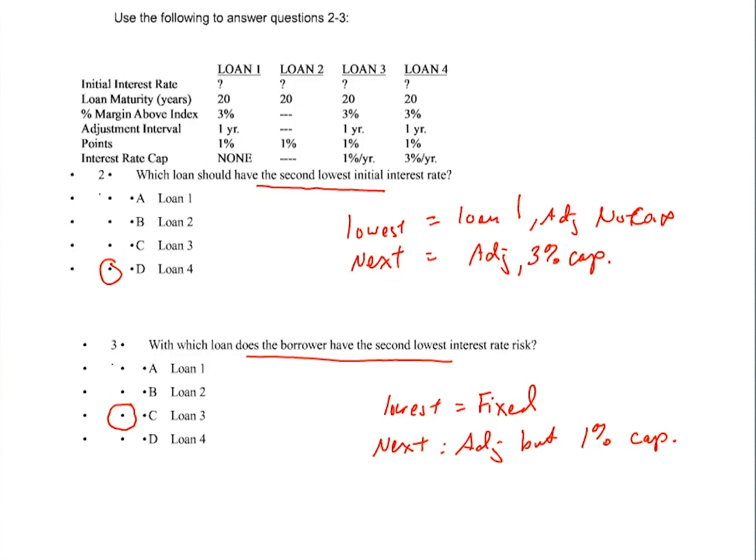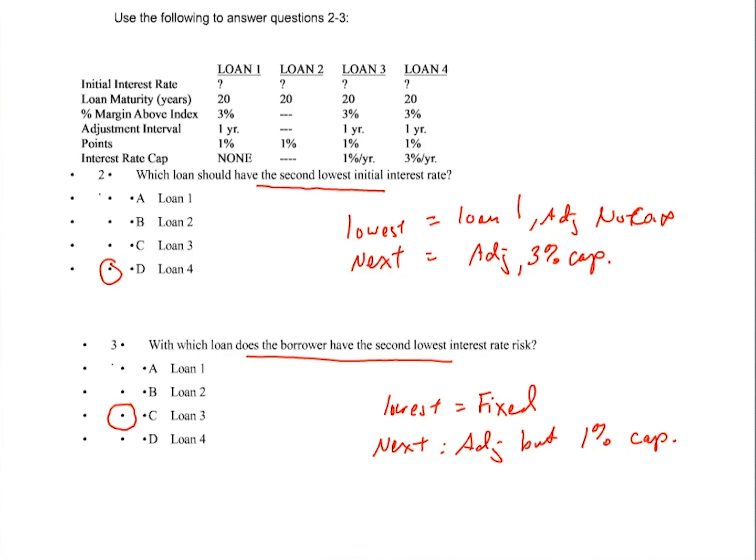Here we have a series of loans. Loan 2 would be the fixed rate mortgage because we see here that it doesn't adjust at all. Loan 1 would be an adjustable rate where there are no caps. Loan 3 is an adjustable rate with a 1% cap per year, and Loan 4 an adjustable rate with a 3% cap per year. Otherwise, they're the same, in that they're a 20-year loan maturity, and the points are all 1 point. So which loan would have the second lowest initial interest rate?